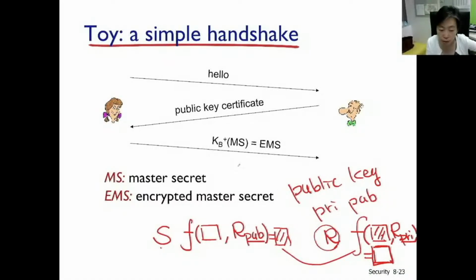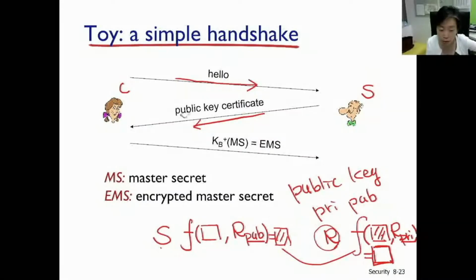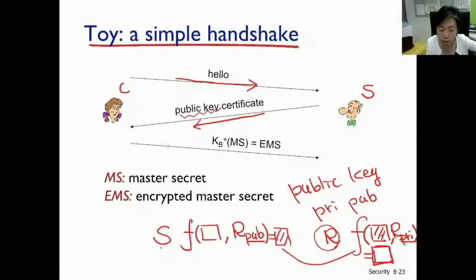So TLS, illustrated up here, works this way. Alice here is a client requesting service from Bob here, a server. The client first sends a hello message to the server. The server in response sends the server's public key. So Alice can then encrypt the shared secret that has been generated before using Bob's public key.